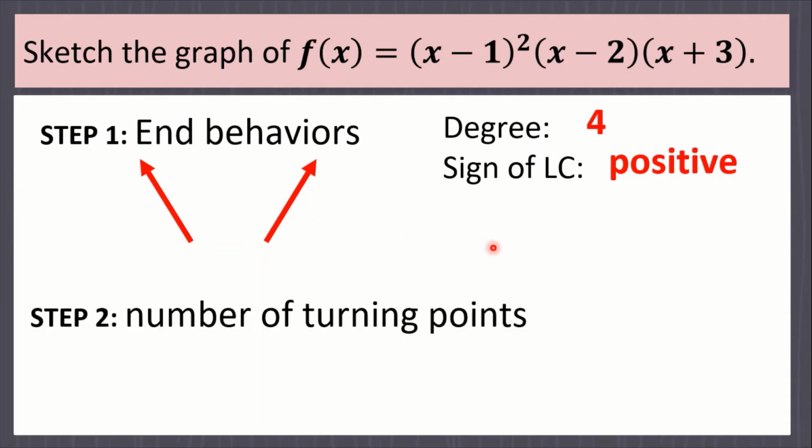Next step is we have to determine the number of turning points. So, kung maalala din ninyo, to determine the number of turning points, we have n minus 1, where n is the degree of the polynomial function. Now, since ang degree natin ay 4, so we simply subtract 1, so we have 4 minus 1. So, the possible number of turning points of our graph is at most 3. So, hindi dapat lalagpas sa 3 ang turning points natin mamaya.